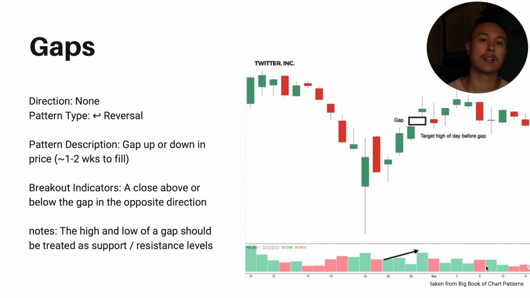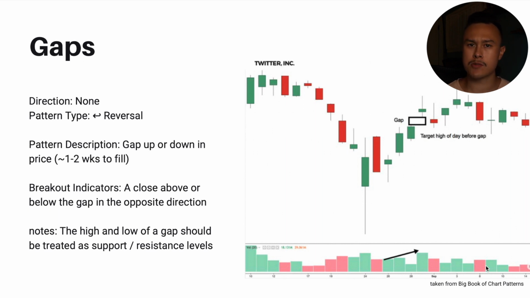So just to note, the high and low of a gap should be treated as support and resistance levels. If you don't have any clear and defined support and resistance levels in your chart already, and by the way, if you haven't watched that, I have a 2-part video series. Part 1 is linked right up above, and it's how to draw your support and resistance lines. That's going to be so powerful when you're using that in combination with these chart patterns.